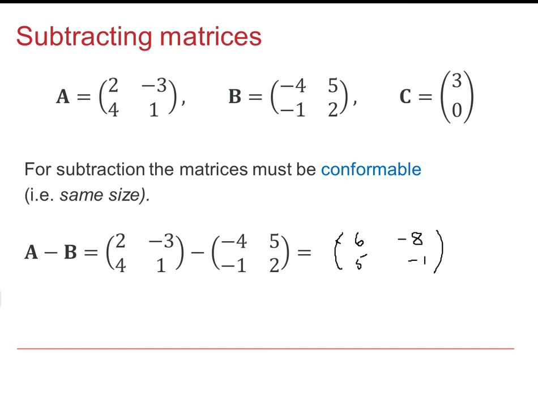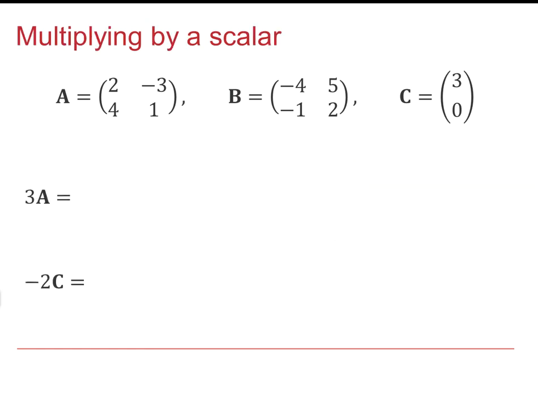So I leave it then as an exercise for you to check that when we do B minus A, we don't get the same result as that. So therefore we can say that B minus A is not equal to A minus B, so that matrix subtraction is not commutative.